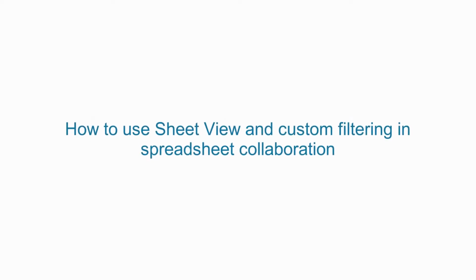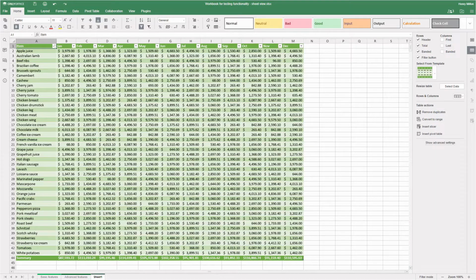With ONLYOFFICE, you can make collaboration on large spreadsheets much easier using smart filtering and personal view options. When working collaboratively on a big spreadsheet, you may want to filter data for your tasks, but not to affect your colleagues' work.